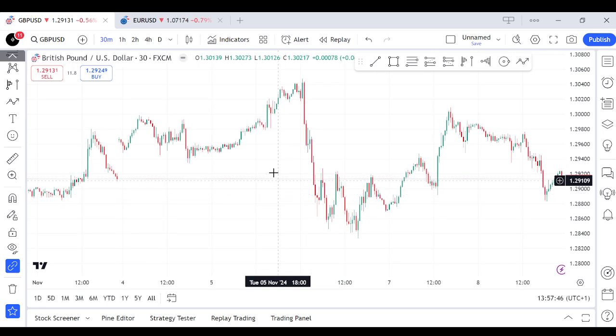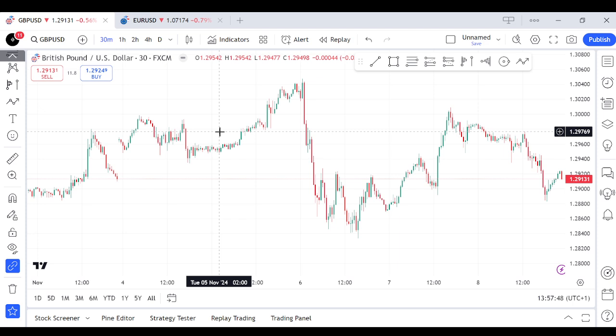So first, this is the TradingView platform, and this is GBP USD on the 30 minutes time frame. I'm just going to define what market profile is. Market profile is a unique charting tool that organizes market data by combining price, time, and volume to provide a detailed view of market activity. It was developed by Peter Steidlmayer in the 1980s.